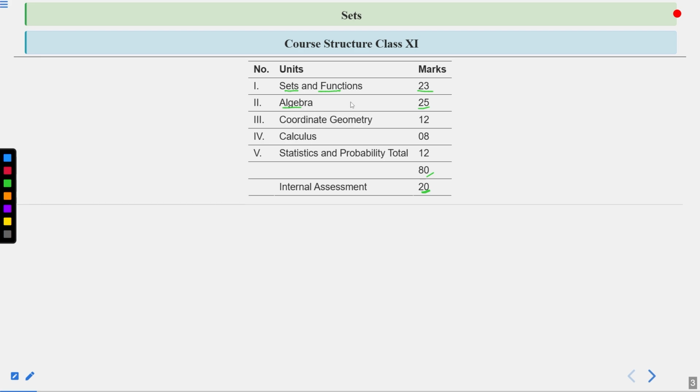You will be seeing limits, continuity. Coordinate geometry will consist your 12 marks. Calculus consists your 8 marks. And stats and probability combined consists your 12 marks overall. And you will have 80 marks of your theory paper. And the other 20 marks will be given in internal assessments, tests, etc. Okay, mainly this is the structure of class 11th.